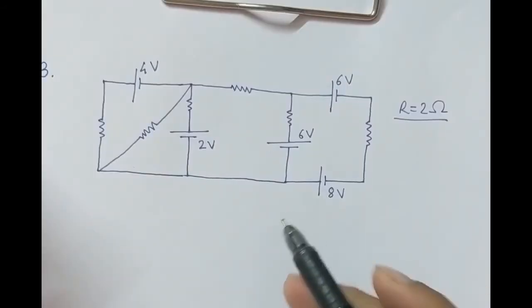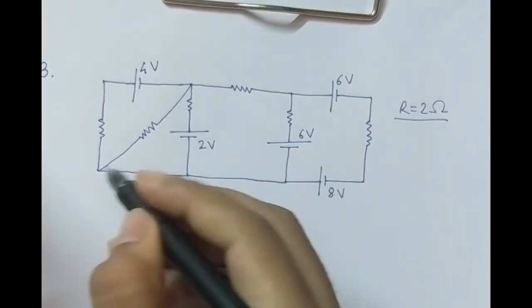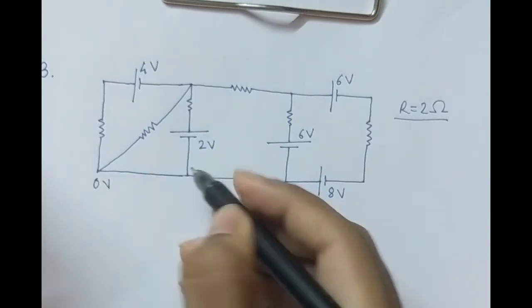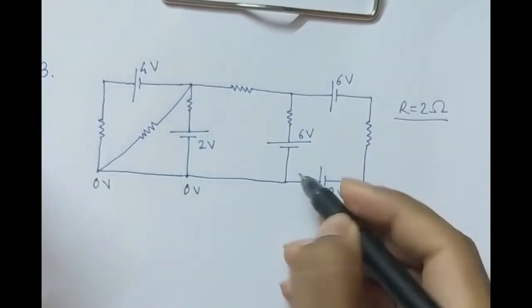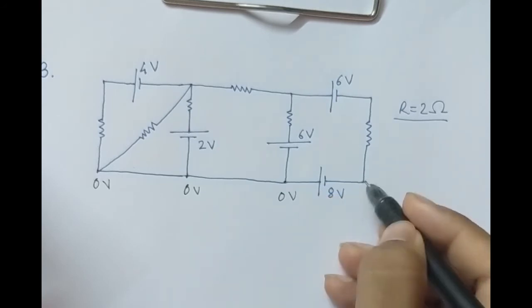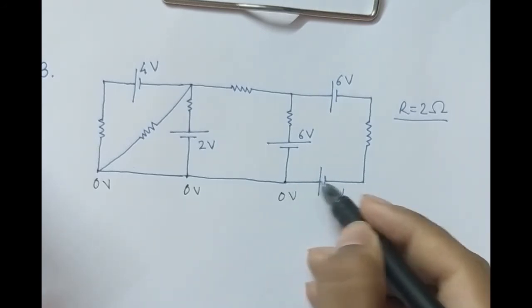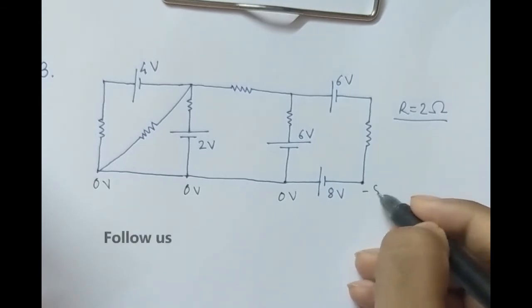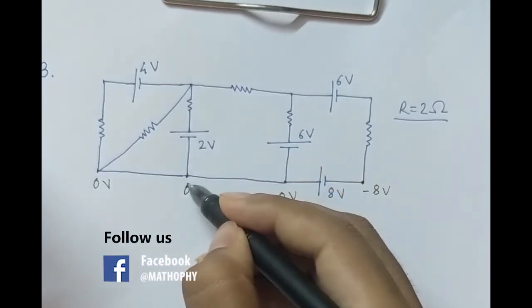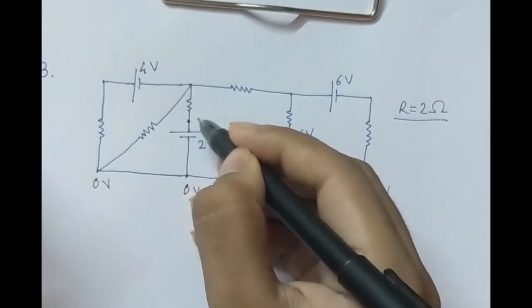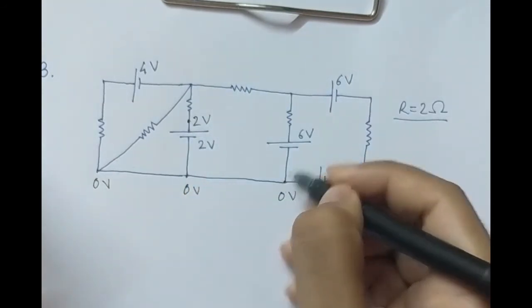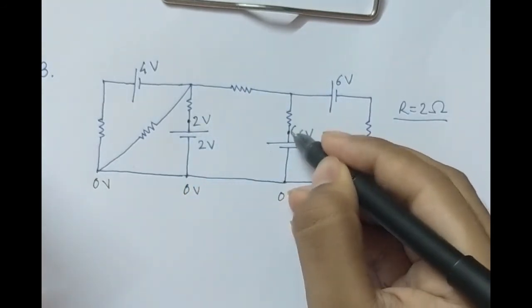For the third sum, again same procedure we start with. We put this point as 0 volts. This point also comes to be 0 volts. This point is also 0 volts. But here this point won't be 0 volts because there's a cell in between. If the positive terminal is at 0, the negative terminal is going to be at minus 8 volts. If this point is 0 volts, this point has to be equal to 2 volts. If this point is 0 volts, again this point has to be equal to 6 volts.